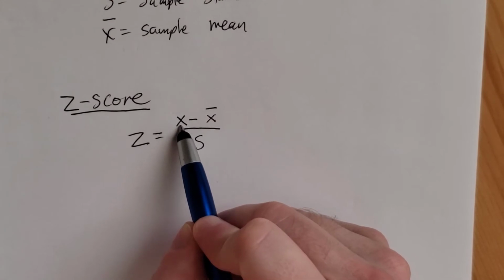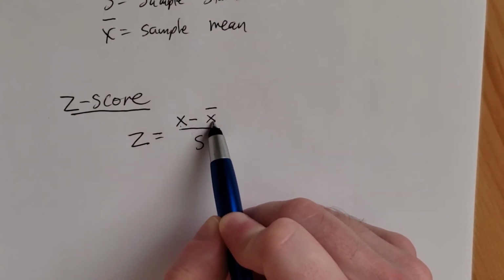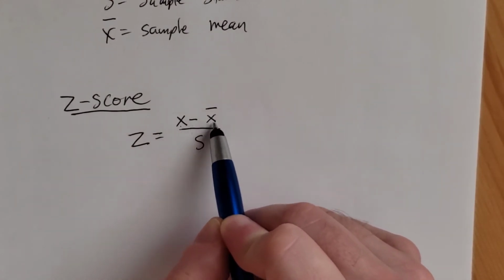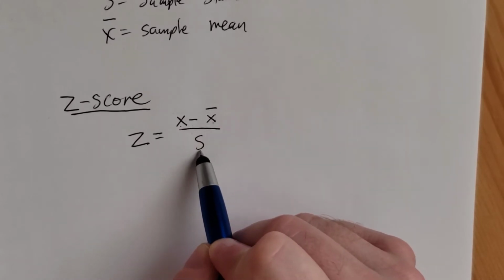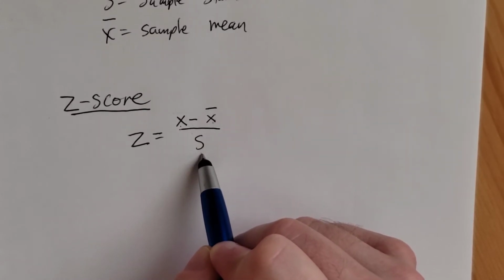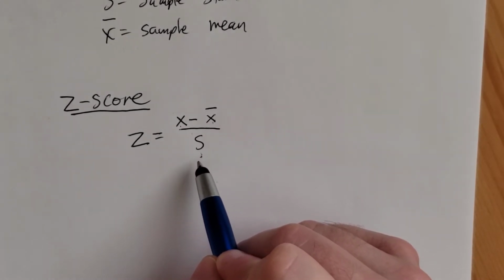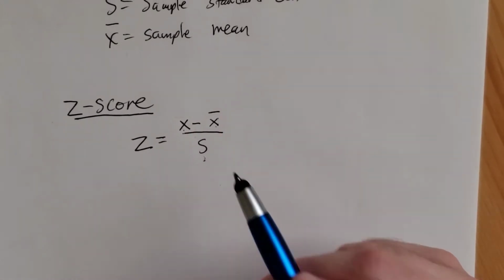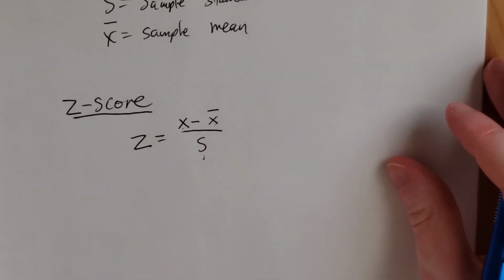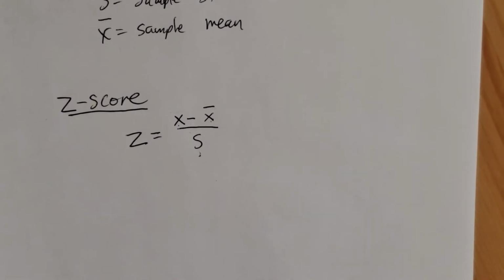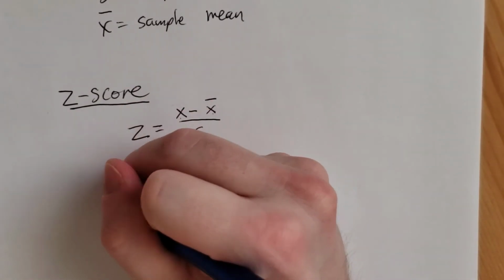You take the value x, so your data point, you subtract the mean, so you find the difference between your data point and the mean, and then when you divide by the standard deviation, that just makes everything relative to the size of the standard deviation. So it tells you how many standard deviations you are away from the mean. If this value is negative, it means you're below the mean. If the value is positive, it means you're above the mean. Okay, so I'll go ahead and write that in here now.